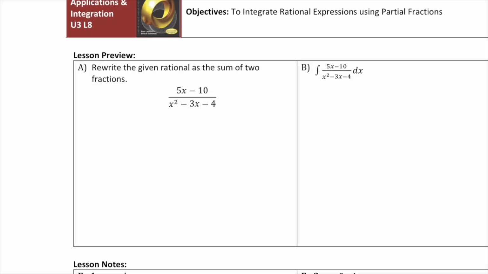For today's lesson, we are going to use partial fractions to integrate our rational expressions. Go ahead, give questions A and B a try. Afterwards, we will discuss them.